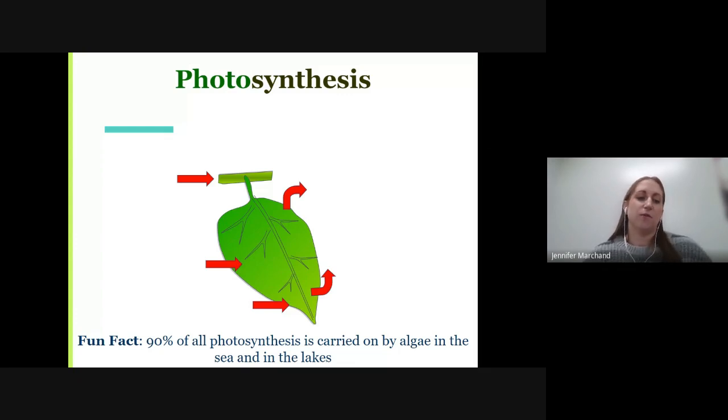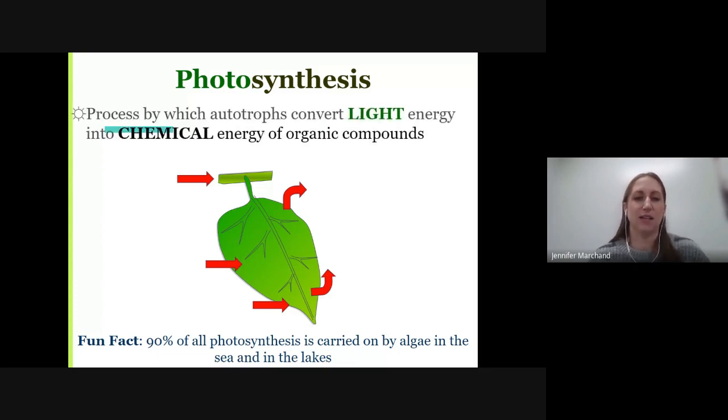A fun fact about photosynthesis is that 90% of photosynthesis on the earth is carried out by the algae in the seas and in the lakes. So it's not really all the big trees you see, everything like that. It's really mostly all of the algae we see in the sea and in the lakes.